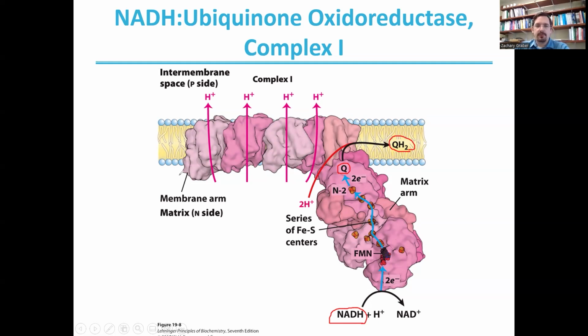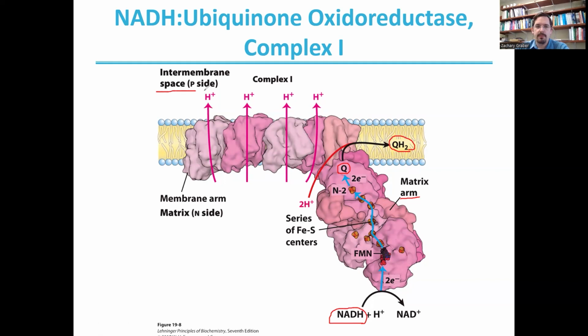Our complex 1 has 2 different key components. These are formed from multiple different protein subunits. You can notice that the slightly different colors here represent the individual protein subunits that make up this larger protein complex. We have this membrane arm that consists of a series of transmembrane proteins, as well as our matrix arm that sticks out into the aqueous environment of the mitochondrial matrix.